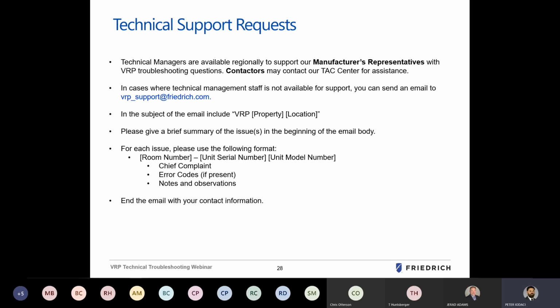Now, at times, the technical manager may ask you to pull the unit's data and send it to us, and we'll cover that next. If there is a time where you have a contractor on site needing assistance and you are unable to assist them, they're welcome to call our Technical Assistance Center and speak to an agent. We'll show you guys the contact numbers at the end of this presentation.